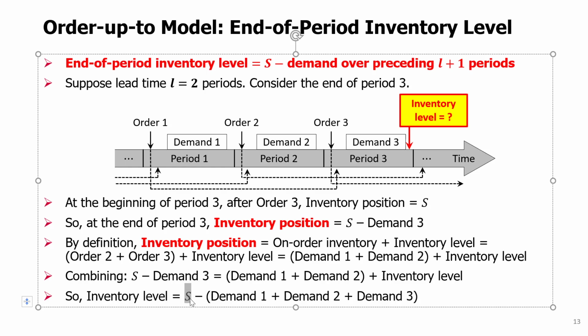This logic shows you that inventory level at the end of period 3 will be equal to order up to level minus demand in the last 3 periods. Remember, we started with lead time 2 periods, but to calculate inventory level at the end of period 3, we had to subtract from S demand in 3 preceding periods. This is an example analysis when lead time is just 2, but similar analysis could be carried out for any L, and you would see that inventory level at the end of the period is always equal to S minus demand over preceding L plus 1 periods.